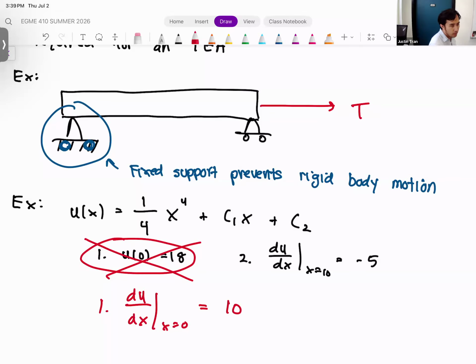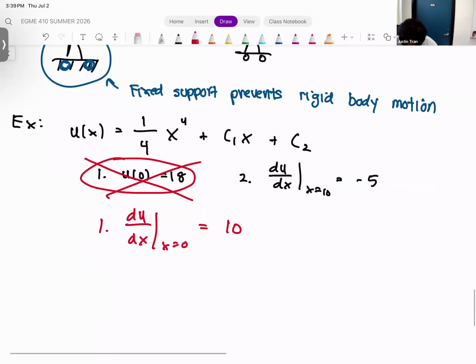If you go through the exercise of applying these boundary conditions, what you're going to see is that both of these boundary conditions, du dx at x equal to 0 is equal to 10, and the other condition on the derivative at x is equal to 10, are going to be incompatible. Not only that, it's actually impossible for us to solve for the value of C2.